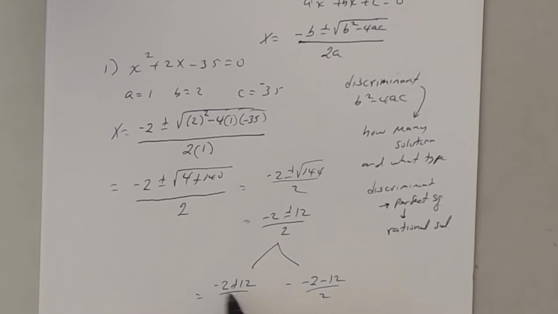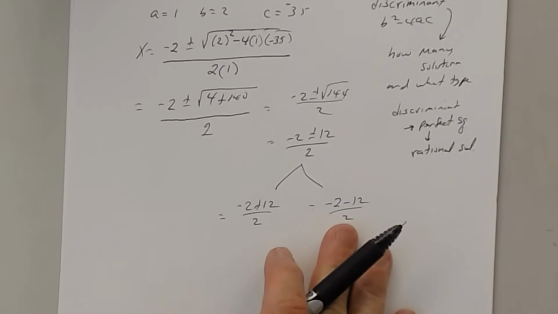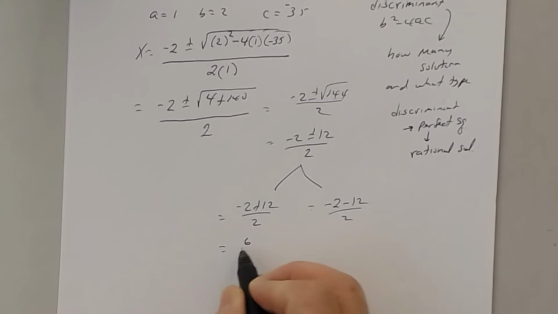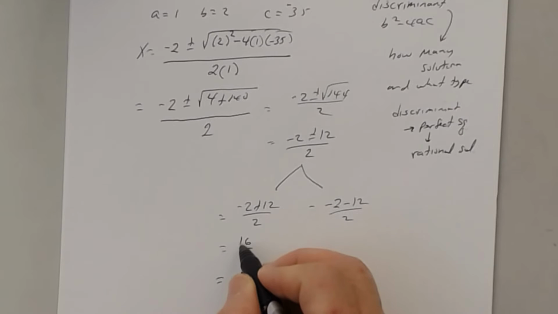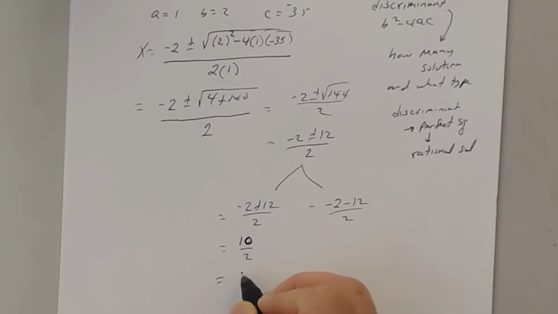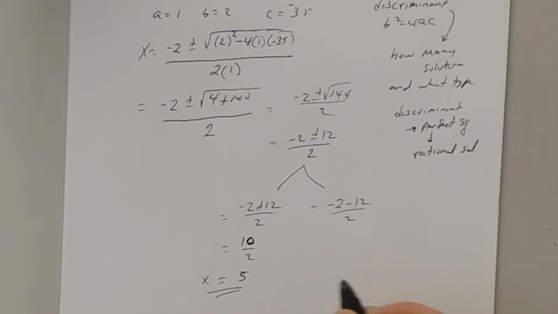Because you know what negative 2 plus 12 is. What's negative 2 plus 12? I'm sorry, 10. Excuse me. What's 10 divided by 2? 5. So that's one of your solutions. So x equals 5 is a solution. Notice that 5 is a rational number.